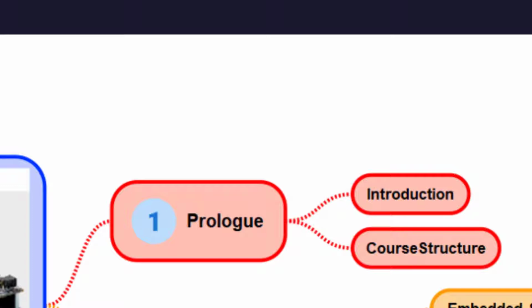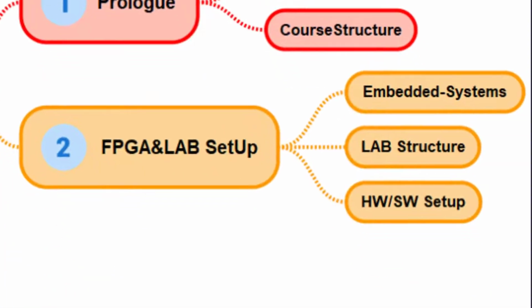The first part is called Prologue, which introduces the course and its structure throughout two lectures. The current video is the second lecture. The second part is called FPGA and Lab Setup, which gives you a big picture of embedded systems, the HLS for FPGA, and its design flow, and how to install related software tools and set up the target FPGA boards. It consists of three sections, including 19 lectures.